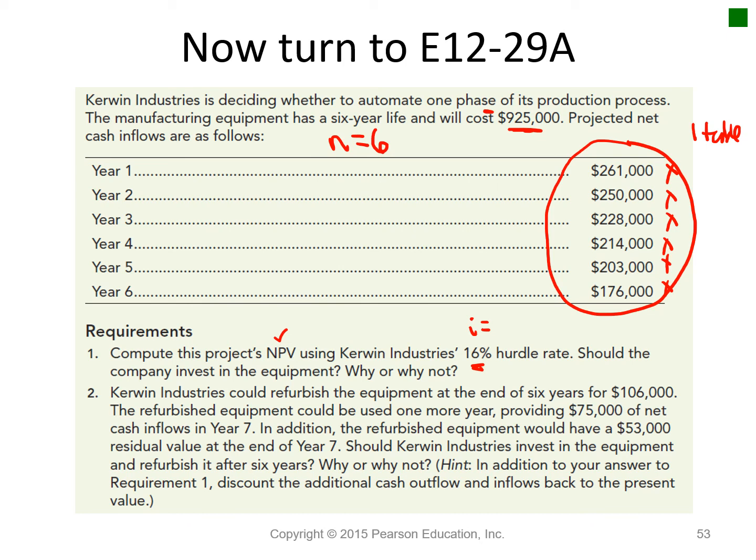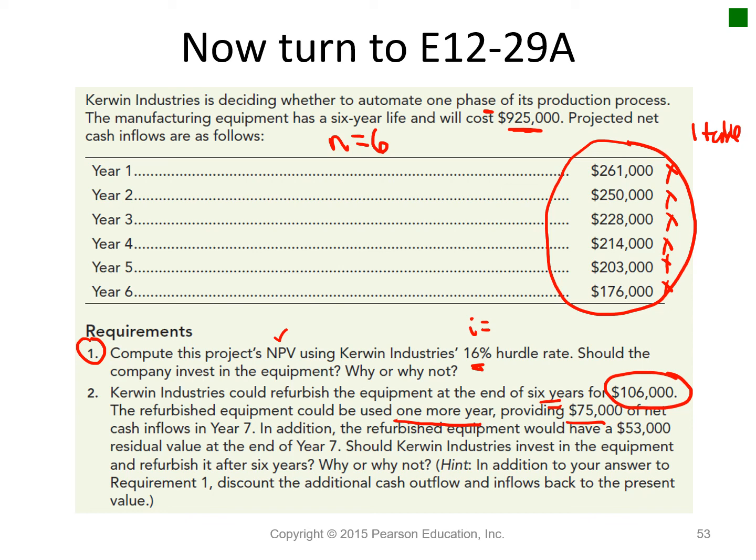And then in part 2, they say, what if you're going to refurbish this equipment at the end of 6 years? So that's going to be another cash flow that could take place in year 6 if you decide to go with that option. And it also tells you that the refurbished equipment could be used one more year, providing $75,000. So I'm just going to do this first part. I'll show you the second part in the textbook illustrations just to give you a handle on unequal cash flows. Sometimes you may have other options, like refurbishments, which change the cash flow for each period.